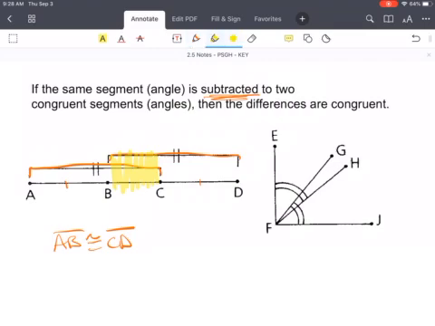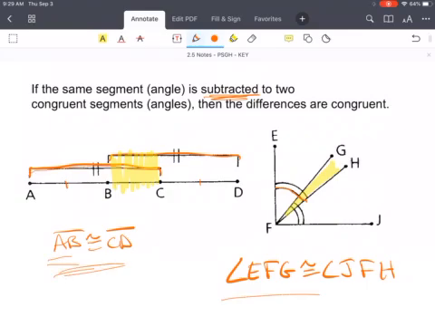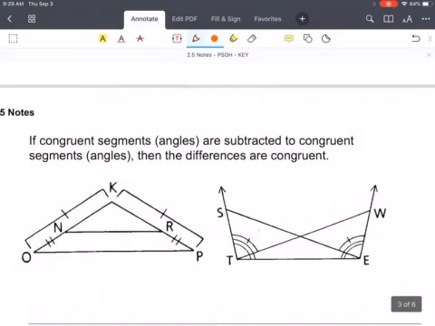Same concept with the angles. I have the bigger angles are congruent, and I'm going to get rid of the overlapped angle there in the middle, which would tell me that angle EFG is congruent to angle JFH. Notice the key is that I'm starting with bigger angles or bigger segments, and I'm getting to smaller ones in each of these.